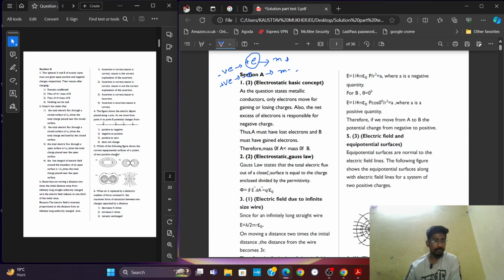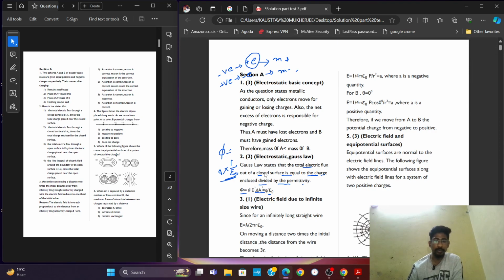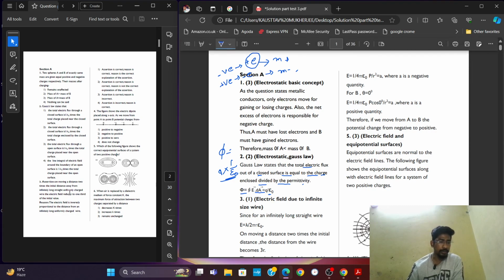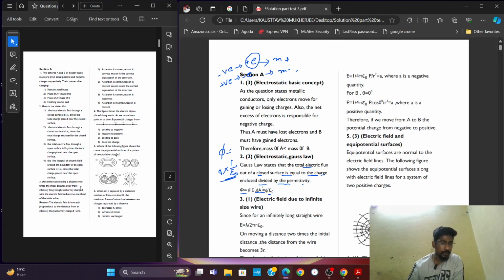The next question. Gauss's law states that, okay, Gauss's law. What is Gauss's law? It states that the total electric flux out of a closed surface is equal to the charge enclosed divided by the permittivity. Right? That is Q into 1 by epsilon naught, which equals the flux phi. So therefore, I think option 2 is correct. Not the open surface, the closed surface.